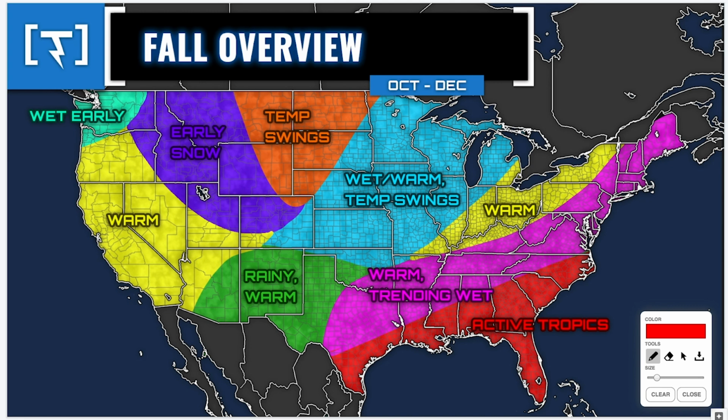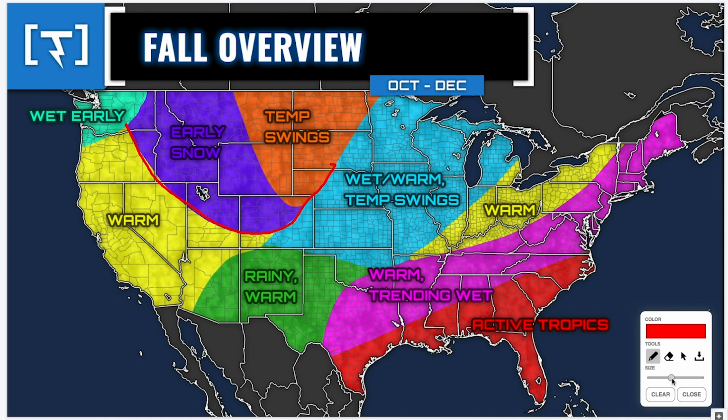This is the fall overview. This is generally what I'm thinking from October through December. This is going to go from October 1st through December 1st. Not sure how everyone else does it, but this is how we're going to do it over at the Weather Decoded channel here. And this is generally kind of an overview map of what I'm looking at. And then we'll go into the precipitation and temperatures here in a second.